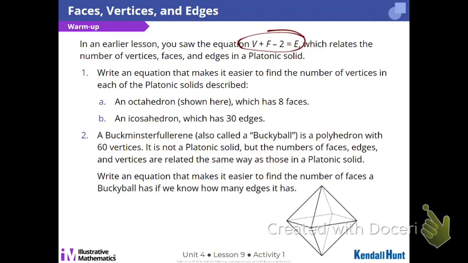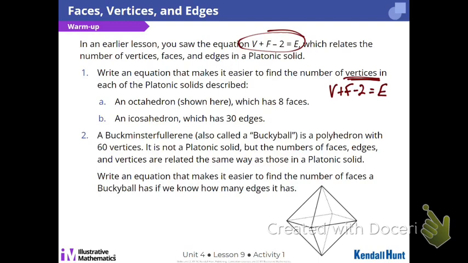Okay? So down here, for number 1, it wants us to find the number of vertices. So we need to change this equation, instead of being solved for edges, to be solved for vertices. So I'm going to rewrite my equation right here. And we also have learned the last couple lessons that we can make equivalent equations by doing the same thing to both sides, correct? So we need to get what letter alone? V. Let's go.